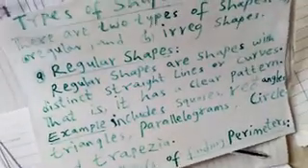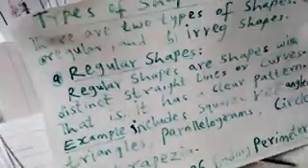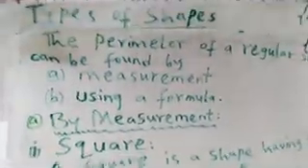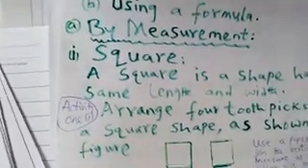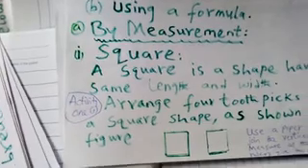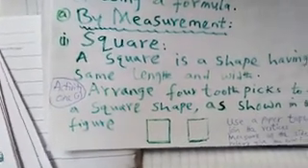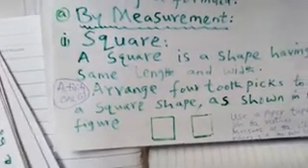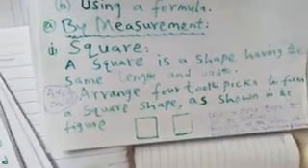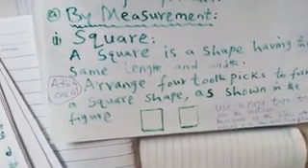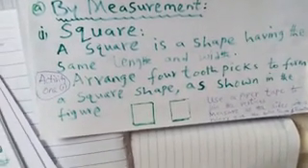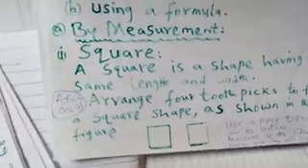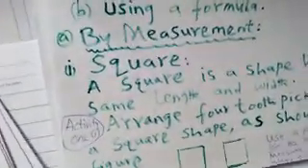Methods of finding perimeter of regular shapes. The perimeter of a regular shape can be found by measurement and also by using a formula. A, by measurement. Let's find how we can measure the different regular shapes. Example, square. A square is a shape having the same length and width. Arrange 4 toothpicks to form a square shape as shown in the figure. You can see this is a square.